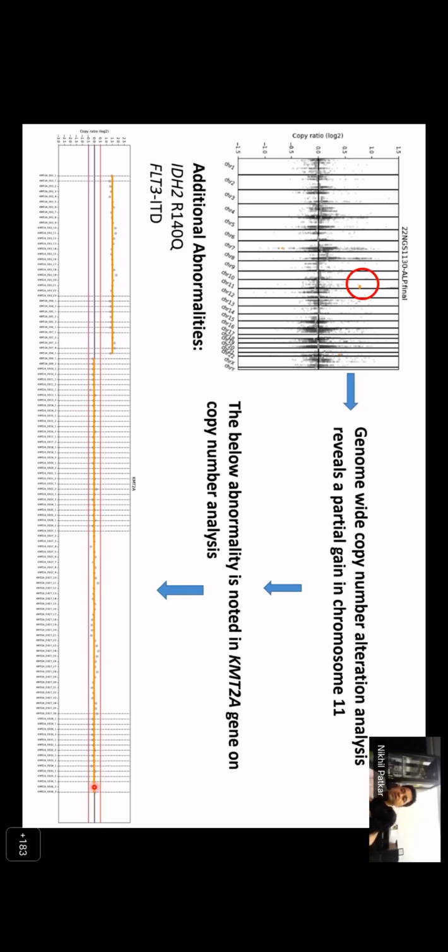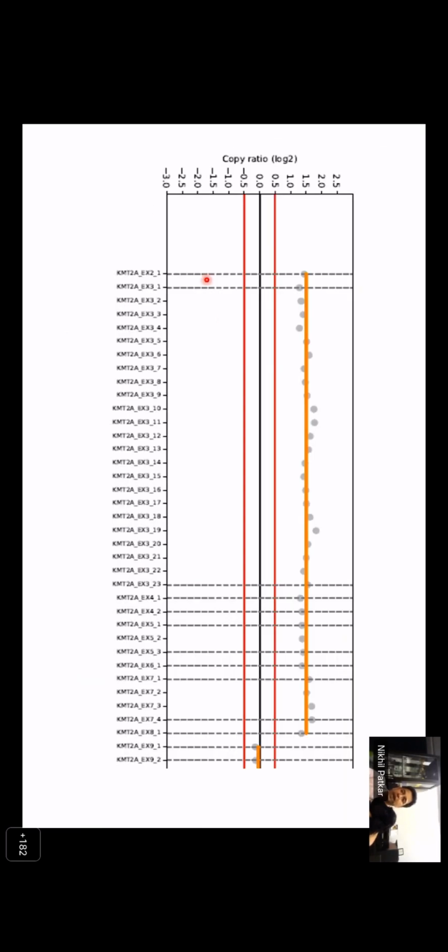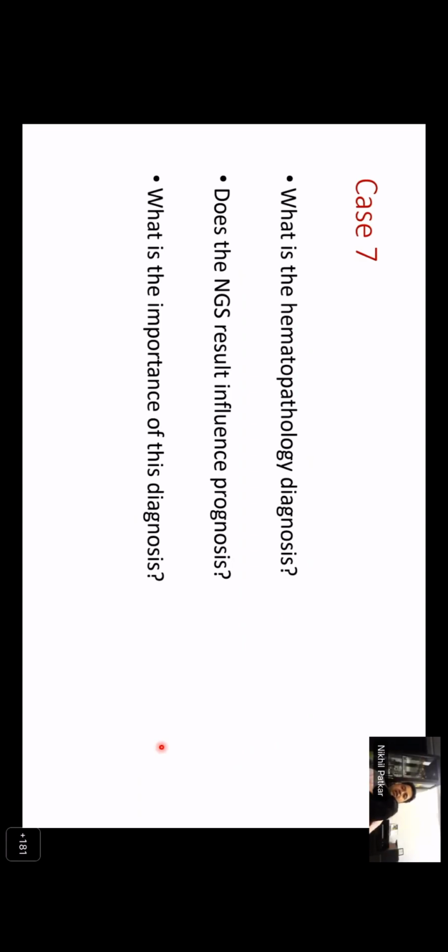This is how the rest of the KMT2A gene looks. And between exons 2 to 8, you see there is a gain. This is normal, and this is the 0.5 log limit, that means 0.5 log above or below. You can see there is a large amplification from exon 2 to exon 8 in KMT2A. So what is the diagnosis, and does the NGS result influence prognosis?